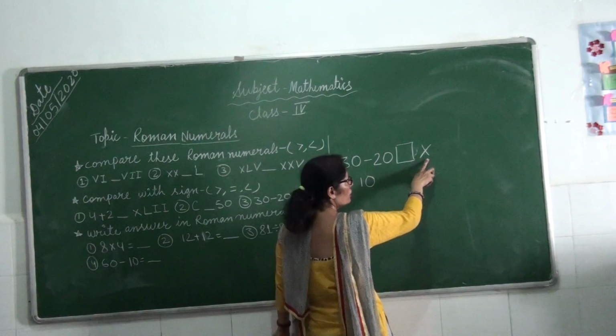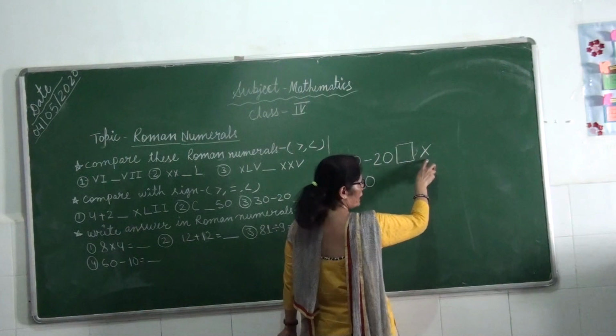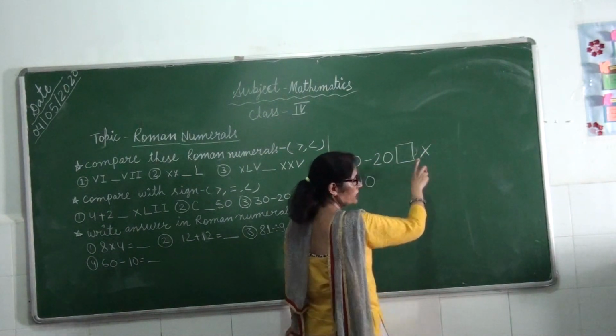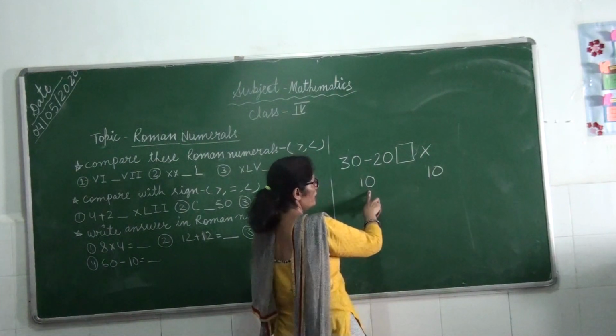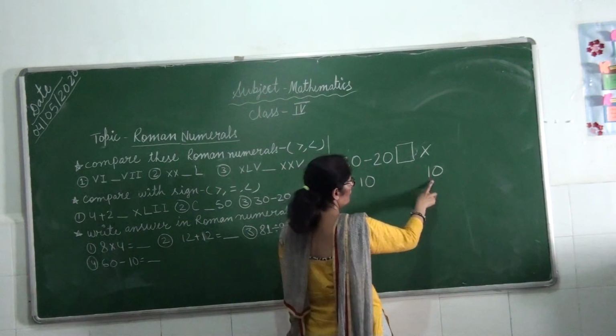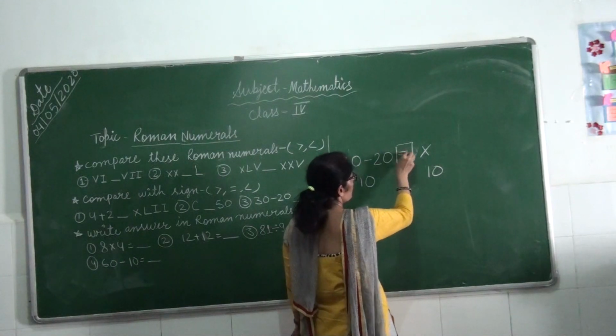And here, is it right, X for 10. इधर X है, X means 10. This also is 10. So both sides the number is 10 and 10. The number will be equal.